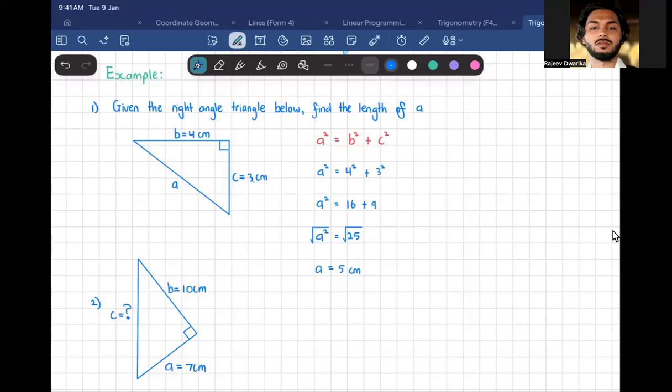All right, so I would like you all to attempt question 2. If you get a decimal, please round it off to 2 decimal places for me. All right, so in part 2, they want us to find C.